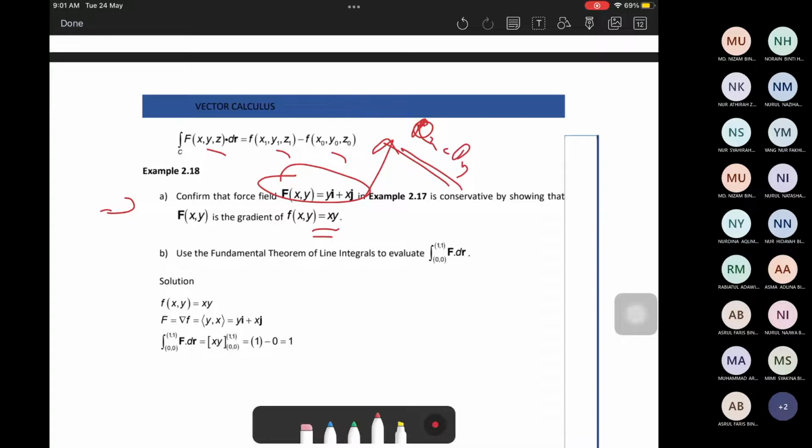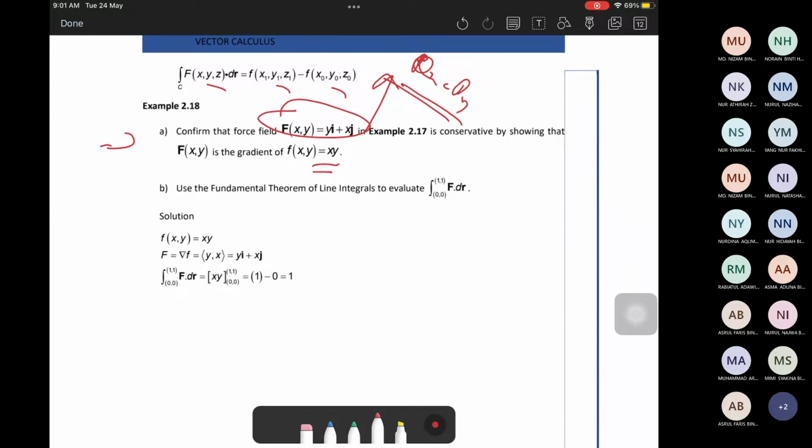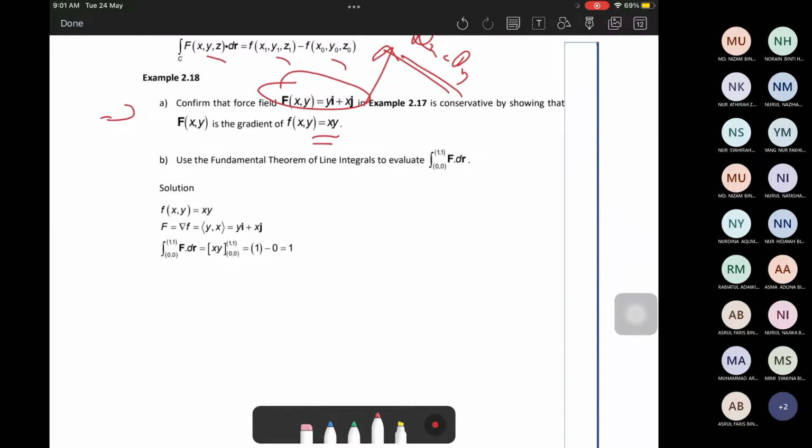Okay, use the fundamental theorem of line integral to evaluate. Okay, jadi tengok tadi from the potential function f(x,y) equal to xy. Jadi F adalah gradient del f, gradient field F, yi plus xj. So sama.